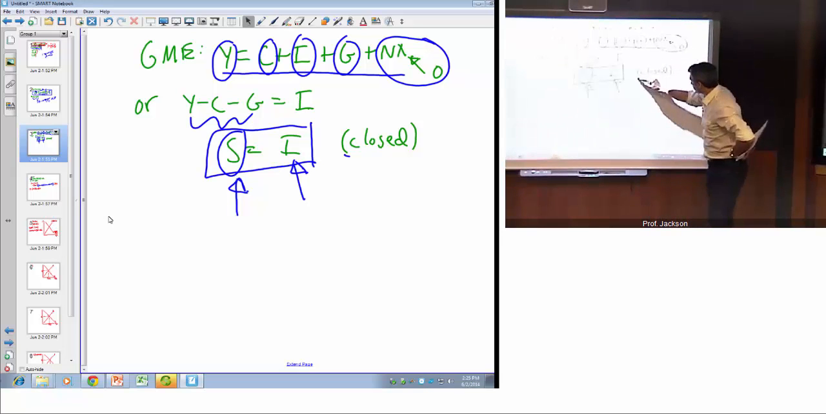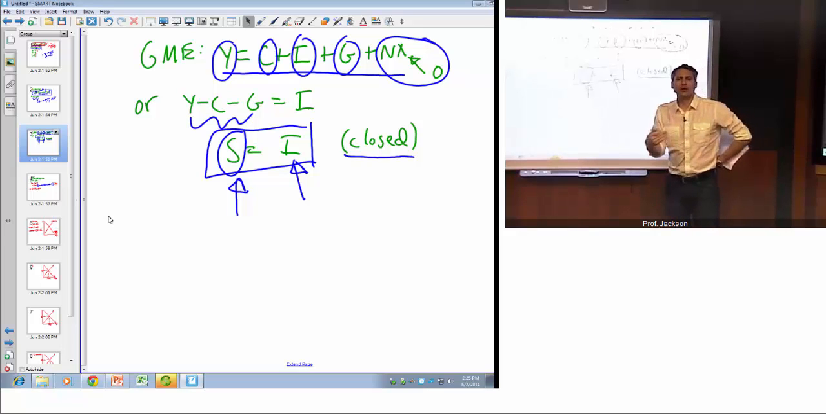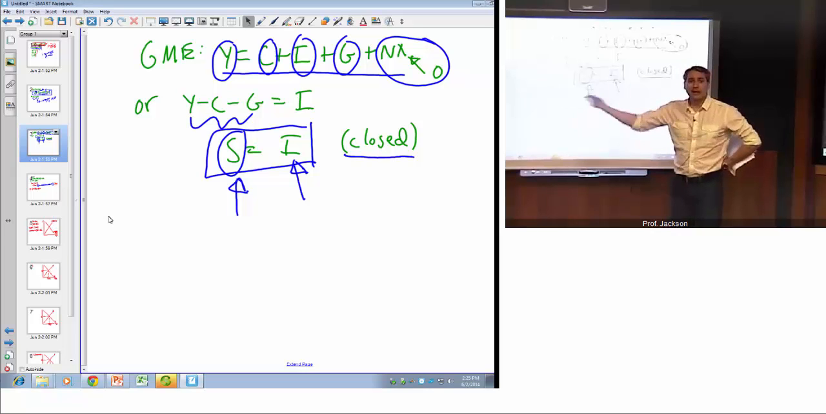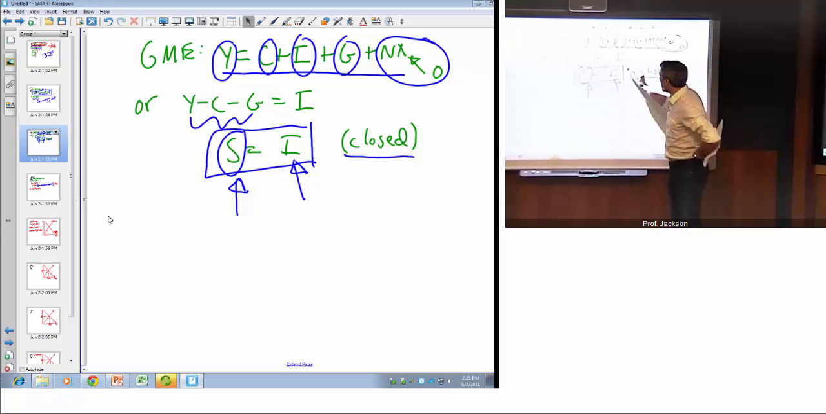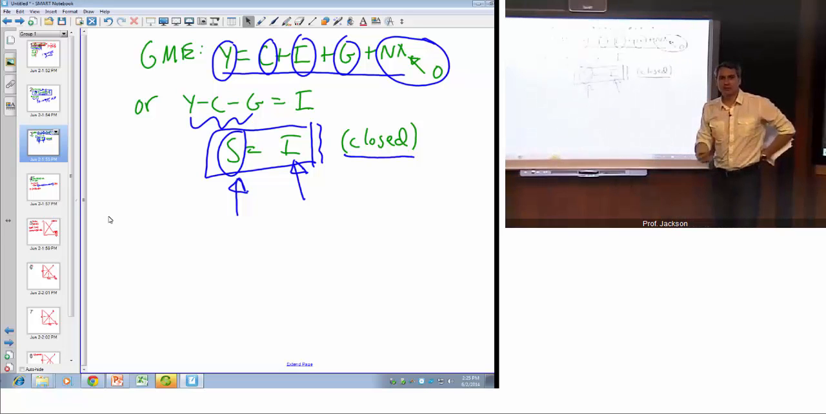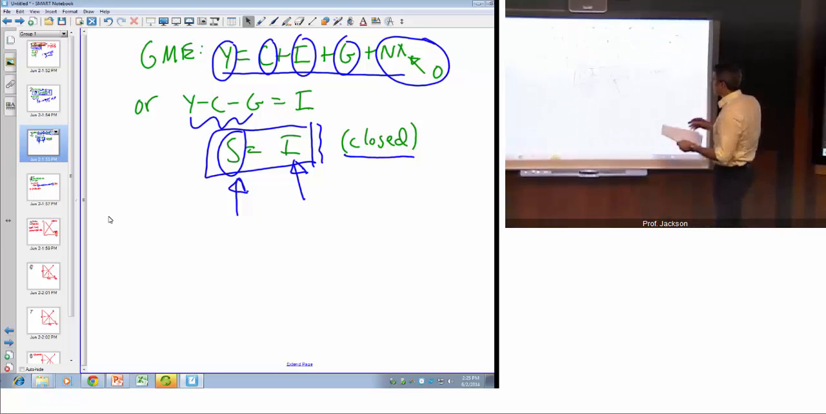Now note, this is the goods market equilibrium condition for a closed economy. When we look later on at a small open economy and we allow trade flows, this is not going to apply as a goods market equilibrium condition, because we have to deal with the net exports and the net capital flows. So keep that in mind.